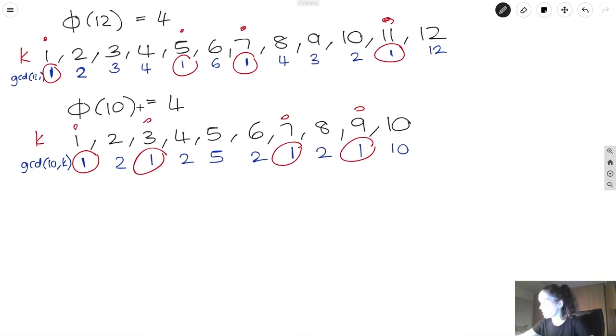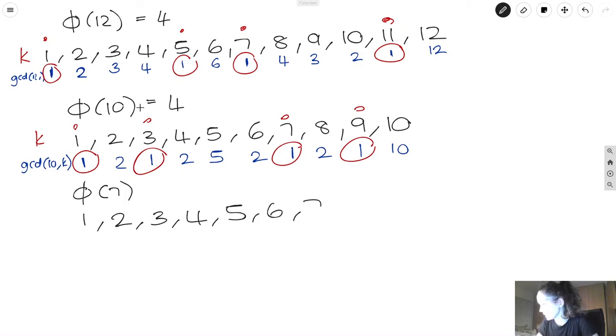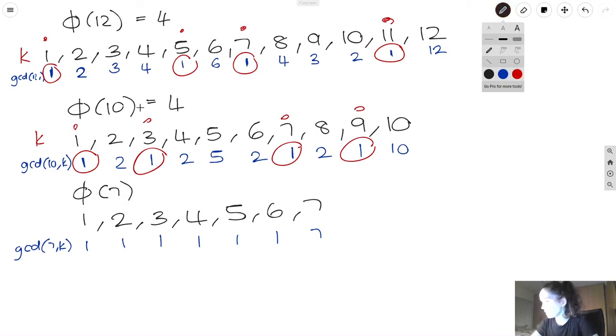Let's look at the last one. We had 7. Okay, so we have 1, 2, 3, 4, 5, 6, 7. So the GCD of 7 and k. 1 and 7 is going to be 1. 2 and 7 is going to be 1. 3 and 7 is going to be 1. 4 and 7, 1. 5 and 7, 1. 6 and 7, 1. And 7 and 7 is going to be 7. So if you count that up, this will equal 6.